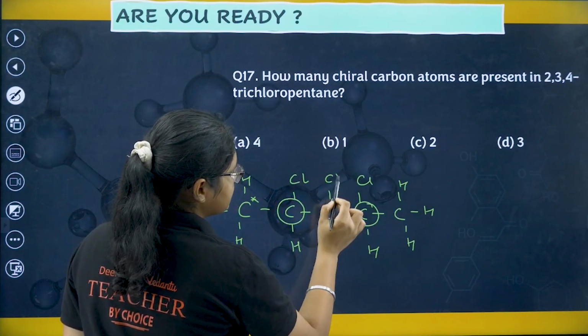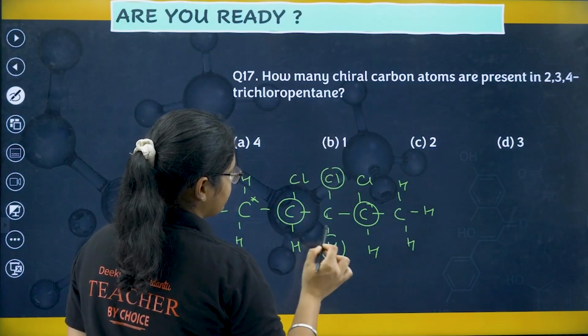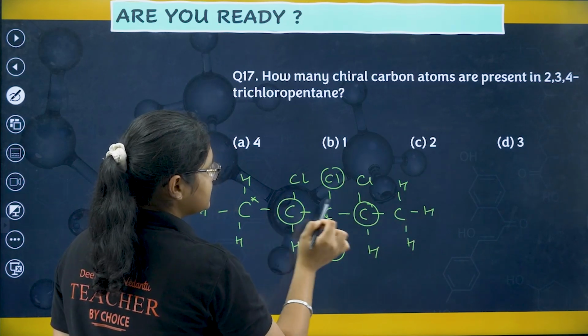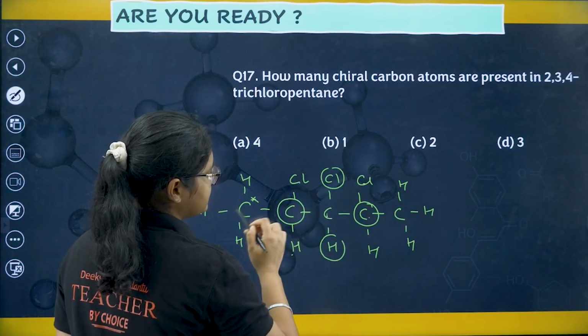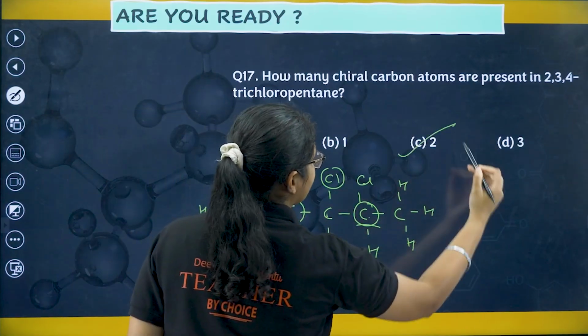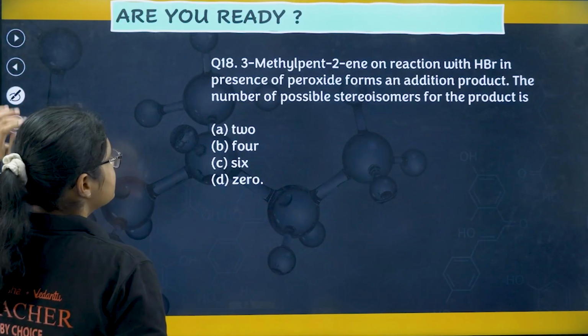This carbon, if you see, this side it is chlorine, this side it is hydrogen, but this side and this side are exactly the same group. You have 1C, 1C, 1Cl, Cl, H, H, then CH3, CH3. So how many chiral centers do we have? We have 2 chiral centers, that is option number C.